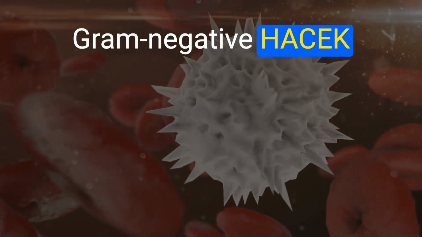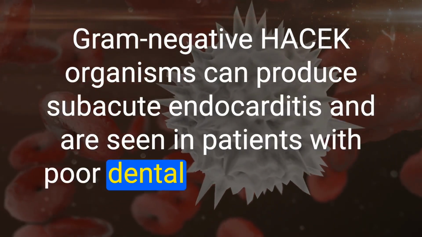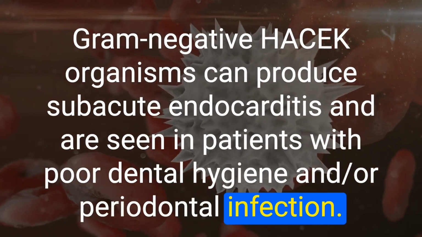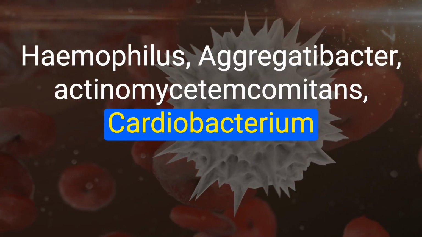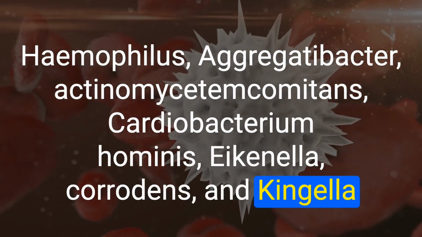123. Gram-negative HACEK organisms can produce subacute endocarditis and are seen in patients with poor dental hygiene and or periodontal infection. Haemophilus, Aggregatibacter actinomycetemcomitans, Cardiobacterium hominis, Eikenella corrodens, and Kingella.